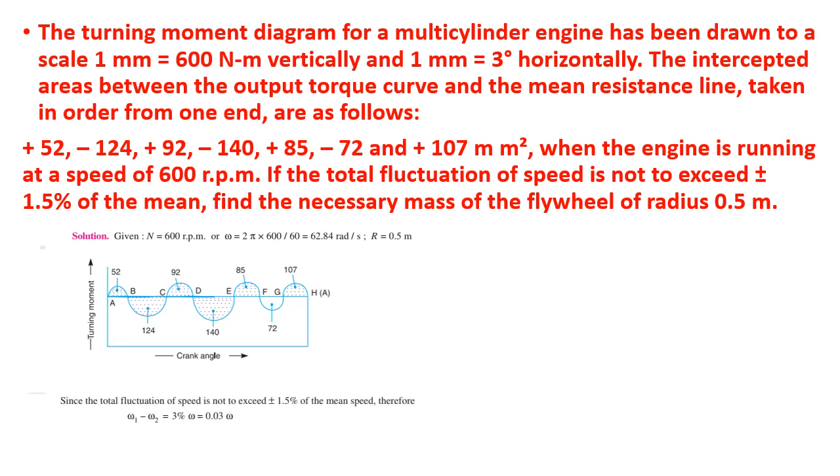Since the total fluctuation of speed is not to exceed plus or minus 1.5% of the mean speed, therefore omega 1 minus omega 2 is equal to 3% of omega, that is equal to 0.03 omega. So the value of omega 1 minus omega 2, we have found out from the given data, is 0.03 omega.